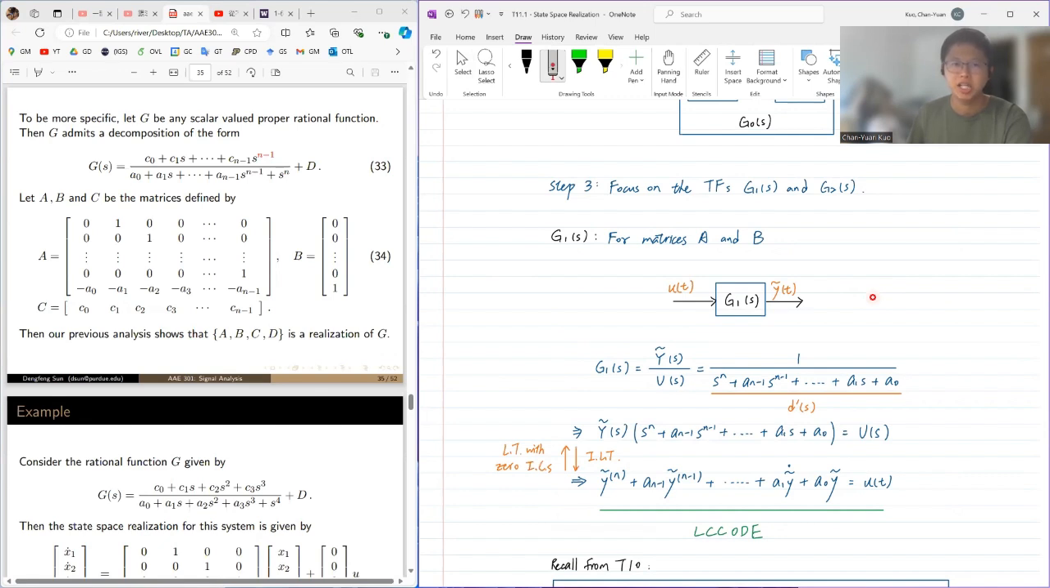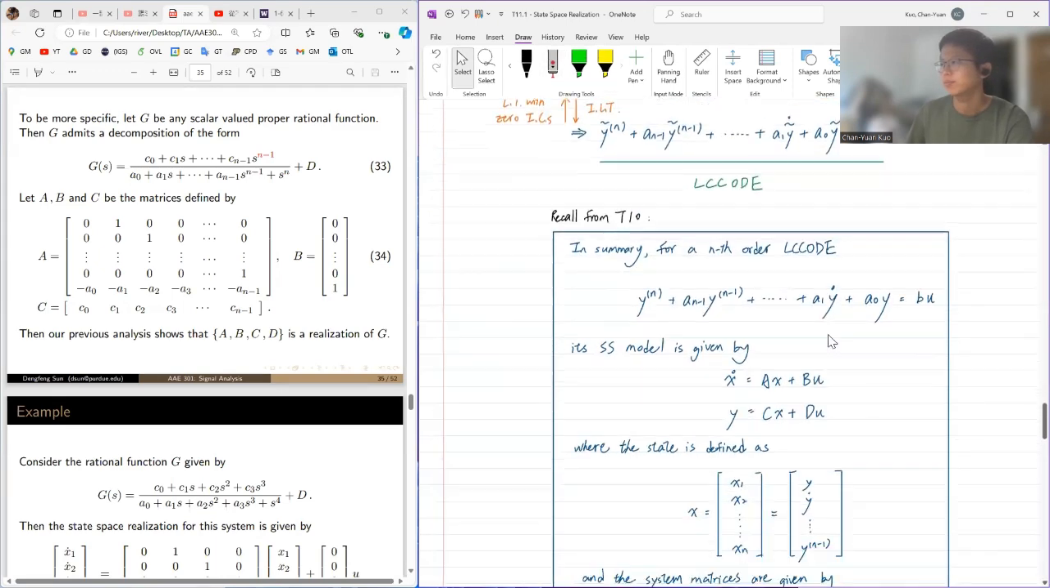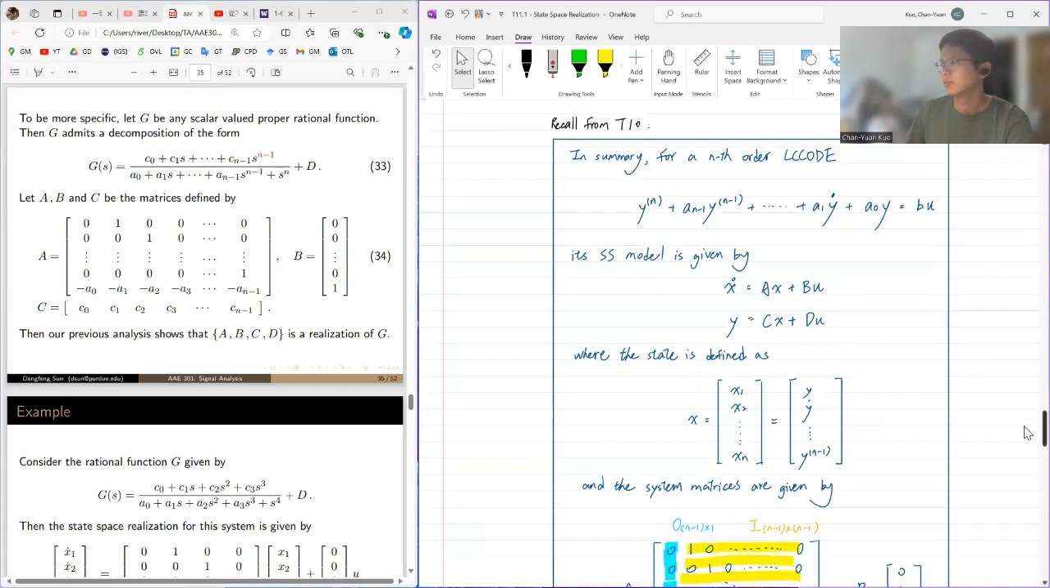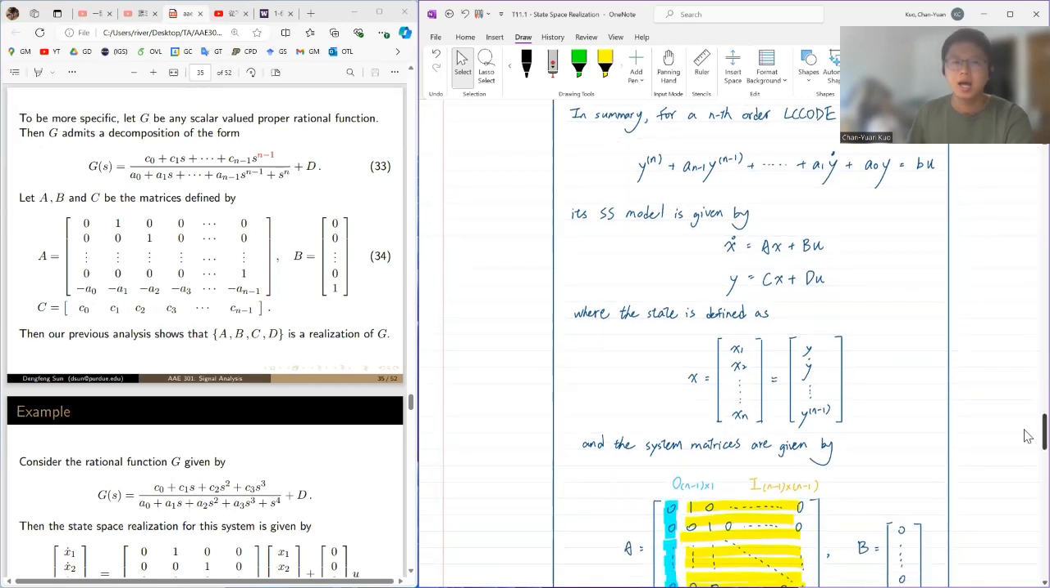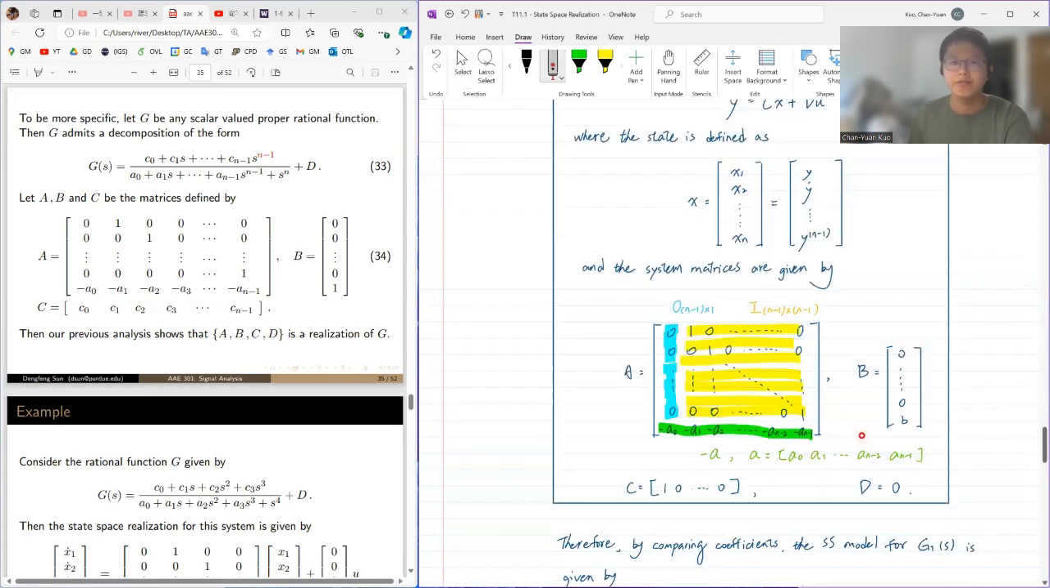And to obtain a state space model for this LCC ODE, let's recall what we have learned in lecture 10. Essentially, we can easily obtain a state space model by collecting the coefficients of the LCC ODE and filling them into the matrix templates.